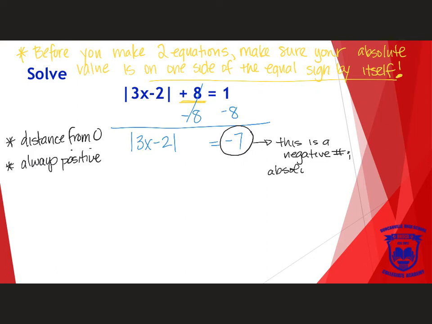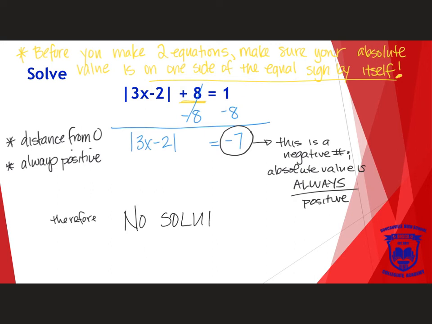Absolute value is always positive. Therefore, this problem has no solution. Why does this problem have no solution? Because it is equal to a negative, and the absolute value is always positive.